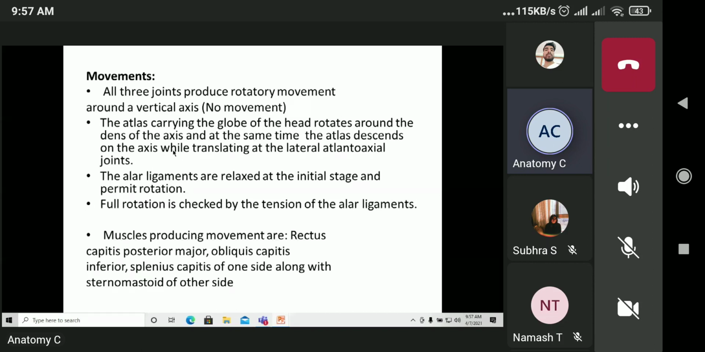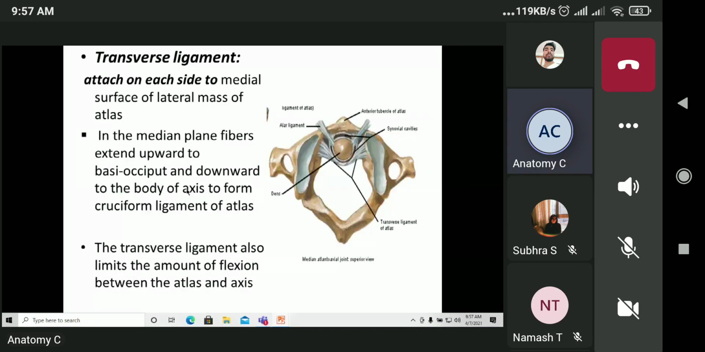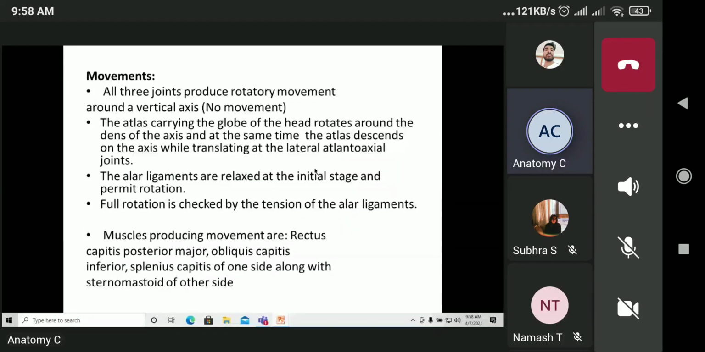The alar ligaments are relaxed at the initial stage and permit the rotation. Look at it, these are the alar ligaments on each side of the dens. So what will this alar ligament do? It is relaxed at the initial stage and permits the rotation. Now full rotation is checked by the tension of the alar ligament also.